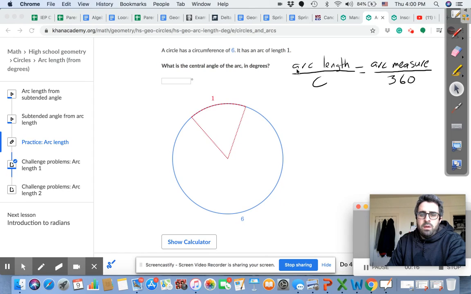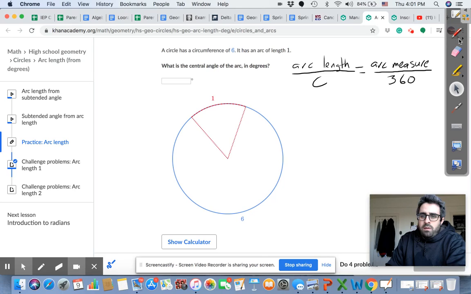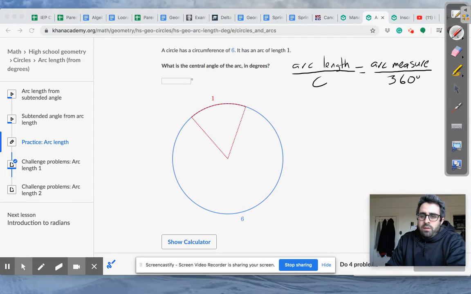The formula is the arc length over the entire circumference is equivalent to the arc measure over 360. Essentially, the piece of the arc to the entire circumference of the circle is equivalent to the ratio of the measure of the arc, meaning in degrees, over 360 degrees. I should put a little degrees here. So you have to take the information from the problem and set up the proportion.